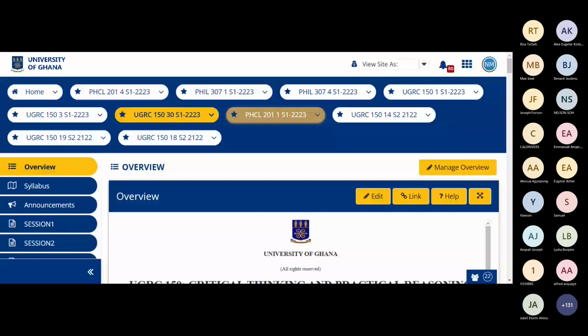You have to find UGRC 150 30. That is the course site for the course in question. If it's another course, then you select the other one. And I hope that is clear. So now we are going to our UGRC 150 30.